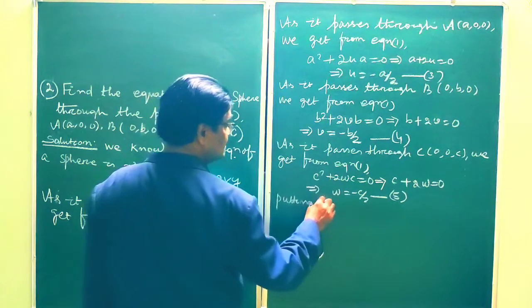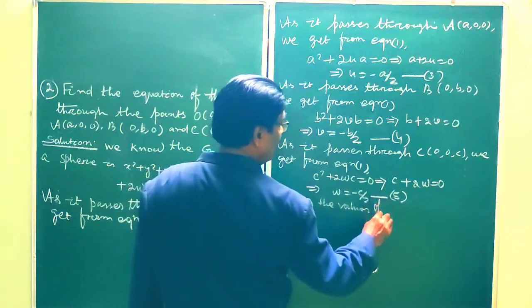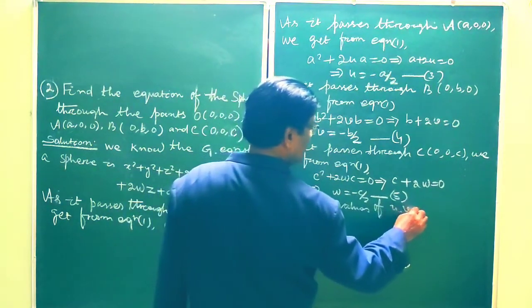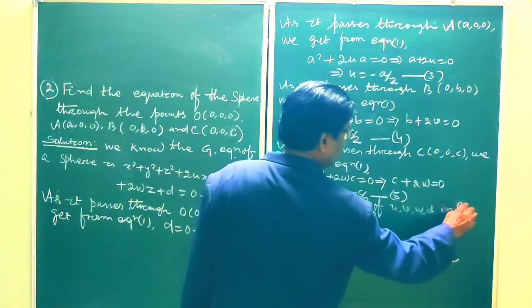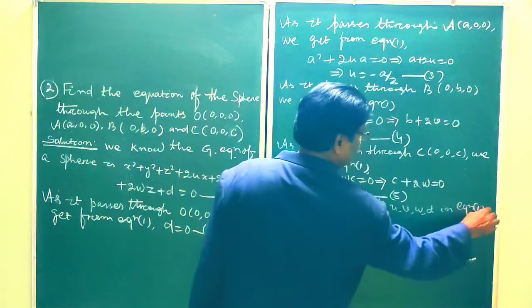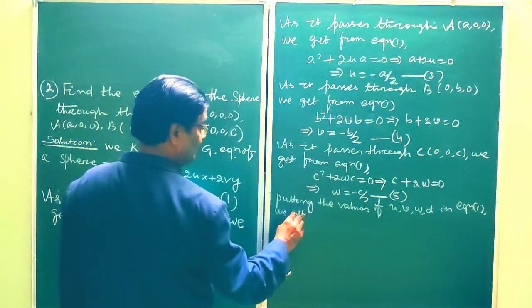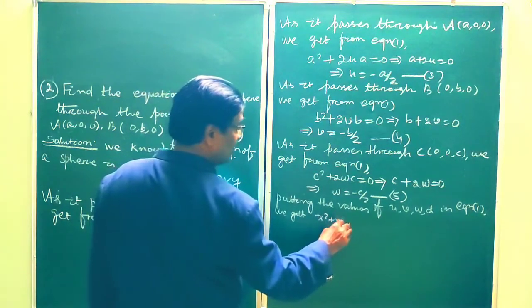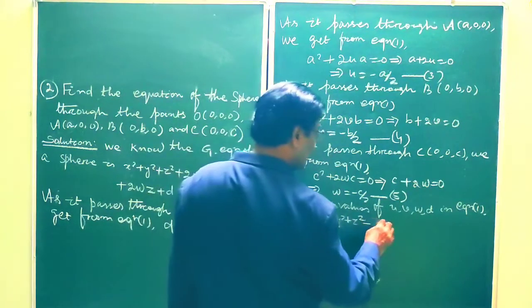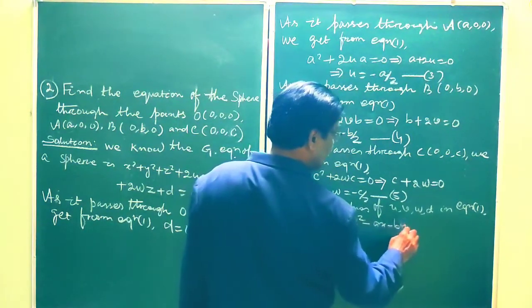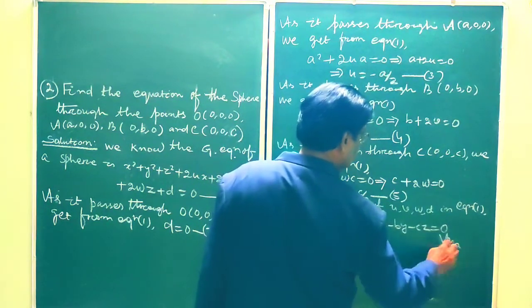Putting the values of u, v, w, d in equation 1, we get x square plus y square plus z square minus ax minus by minus cz is equal to 0. Answer.